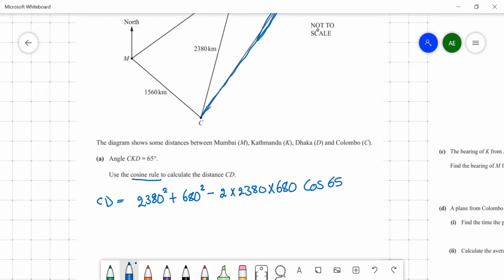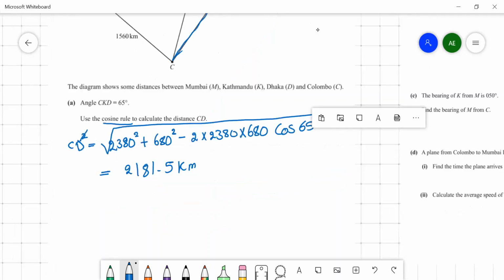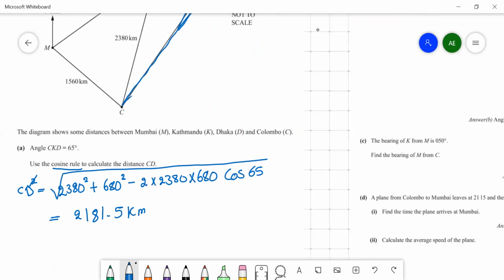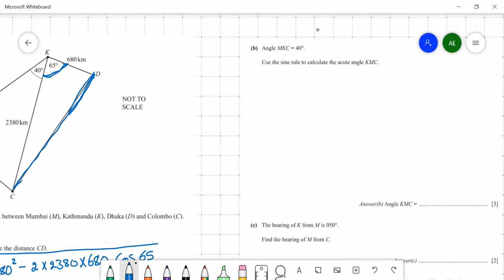But this is in a square, so to cancel the square, I can just take the square root of this. When I put this all in the calculator, I will find my answer is 2,181.5 kilometers. If you just did these two steps, you got 4 marks, because the cosine rule question is worth 4 marks. Right. Question B.